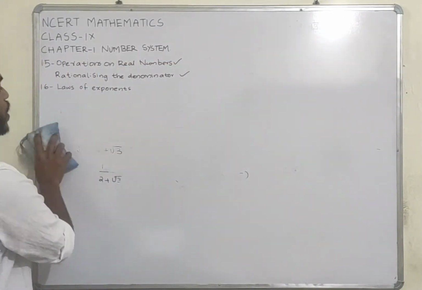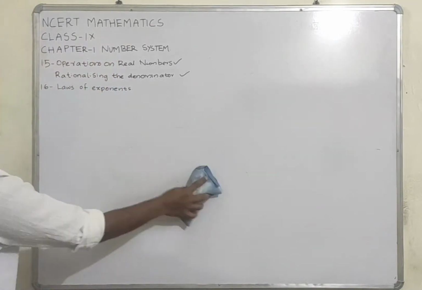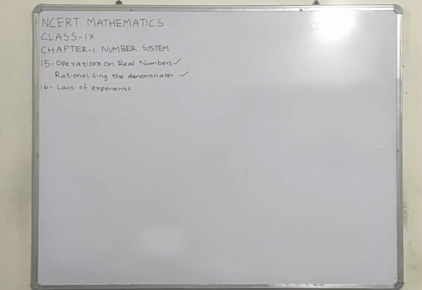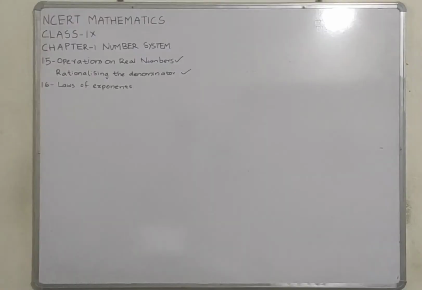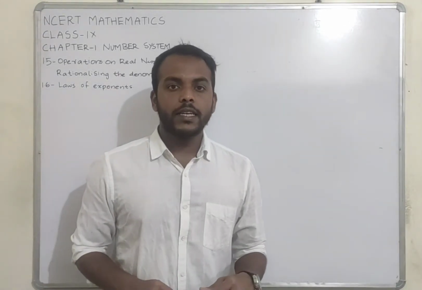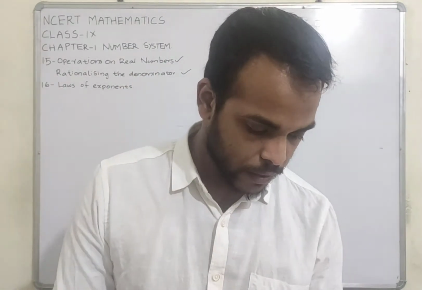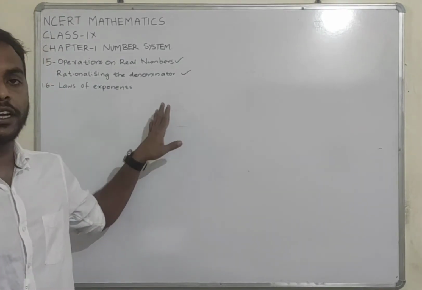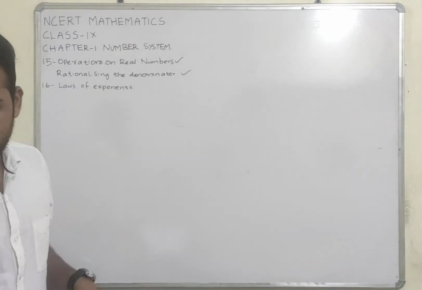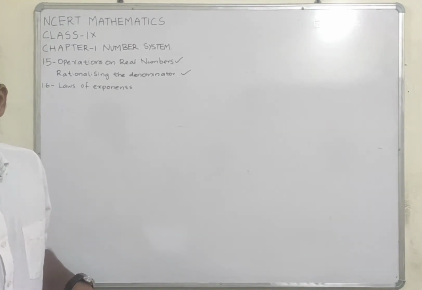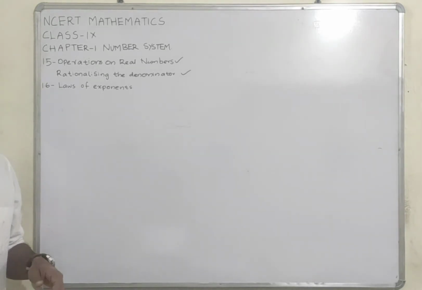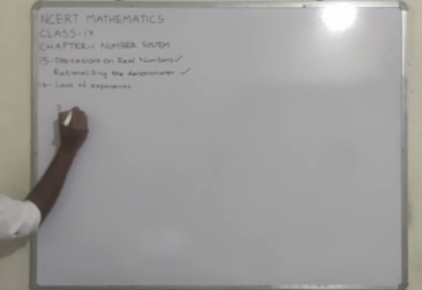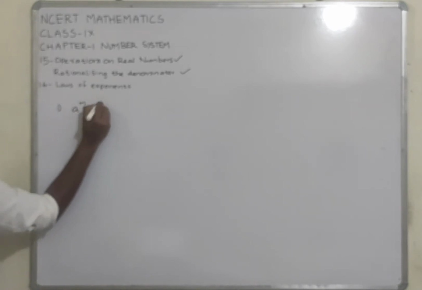Now we go to the last part of our chapter, laws of exponents. There are certain laws that we need to understand before getting into this topic, or we are going to learn them thoroughly. The first ones, most of them are already learned by you in your lower classes. Let's see in detail. The first law is a raised to m into a raised to n.